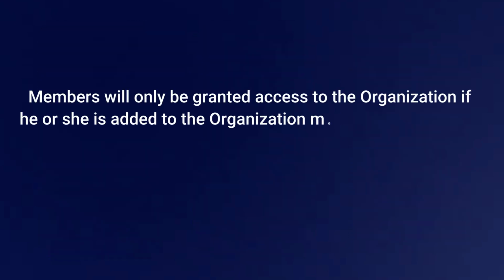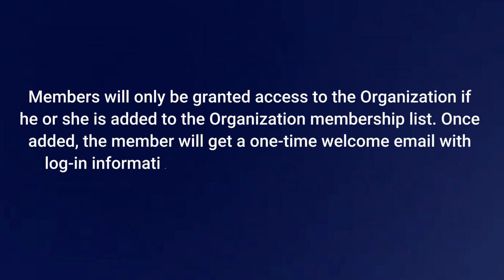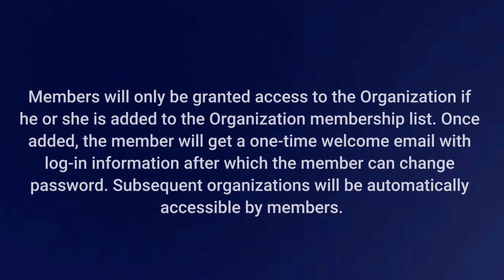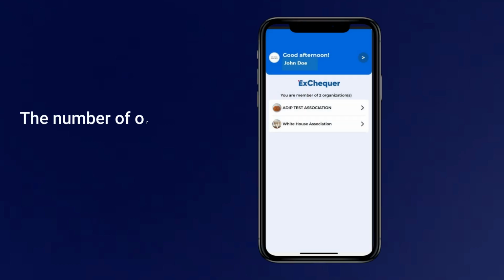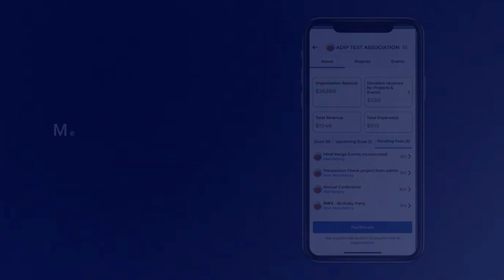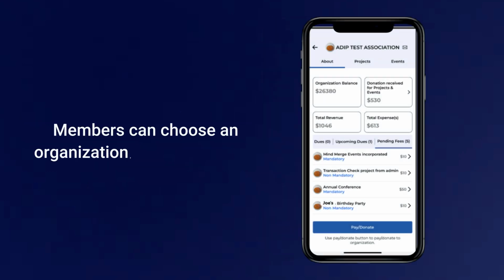On the member application, members will only be granted access to the organization if they are added to the organization membership list. Once added, the member will get a one-time welcome email with login information, after which the member can change their password. Subsequent organizations will be automatically accessible by members. Members will have access to 1. The number of organizations they belong to if they use the same email address. 2. Members can choose an organization, access, and pay dues.